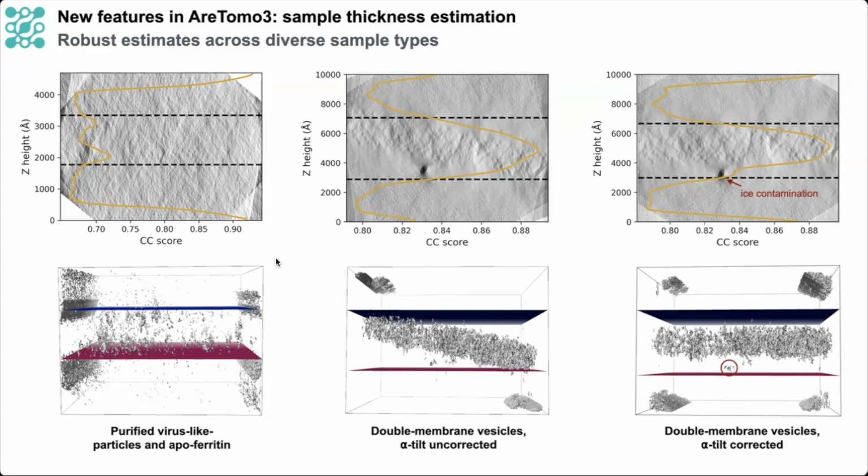A second caveat is that ice contamination can confound the detection process. In this panel on the right, for instance, we can see that while the upper boundary is correctly detected, the lower boundary is not due to the presence of this large ice crystal that's indicated in red.